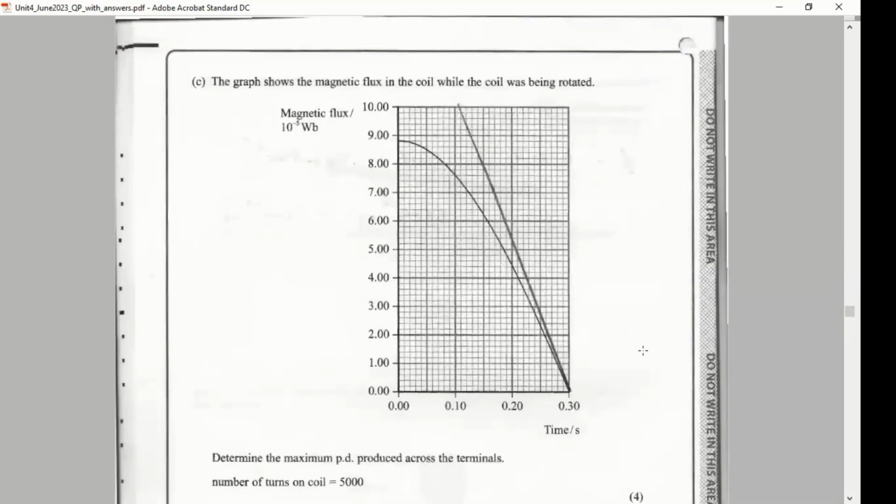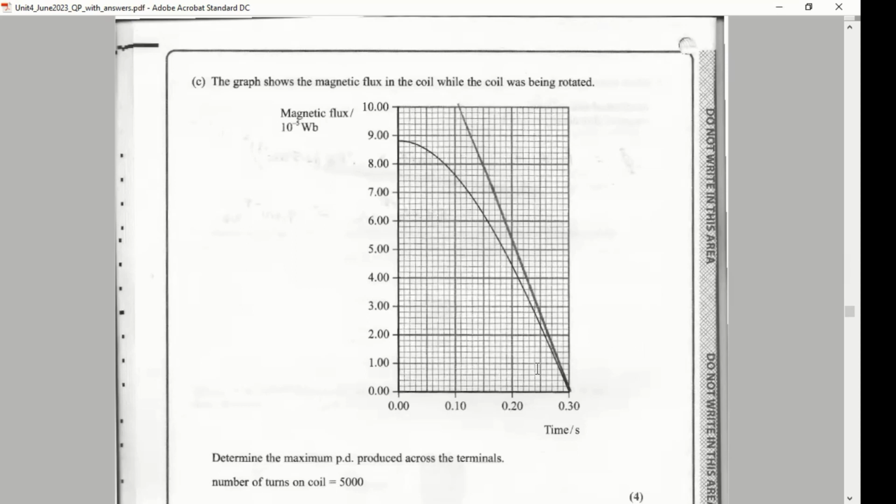And then we go on to part C. The graph shows the magnetic flux in the coil while the coil was being rotated. And interestingly, notice that at time 0, the magnetic flux there is this 8.8 figure that we calculated earlier. And as it rotates, it's going to go from a maximum value to a 0 value, which is exactly what happens.